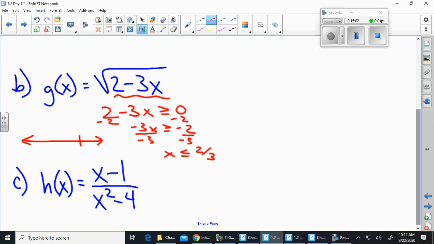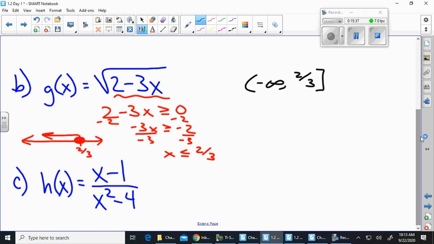Now, again, like I said, some people like to think, okay, what's that mean? That's what I can put in. In interval notation, what is that? You can put in anything from negative infinity to 2/3 and try it. Like, what if you put 4 in? If you put 4 in, you'd have 2 minus 12. You can't square root negative 10. So you can try things.